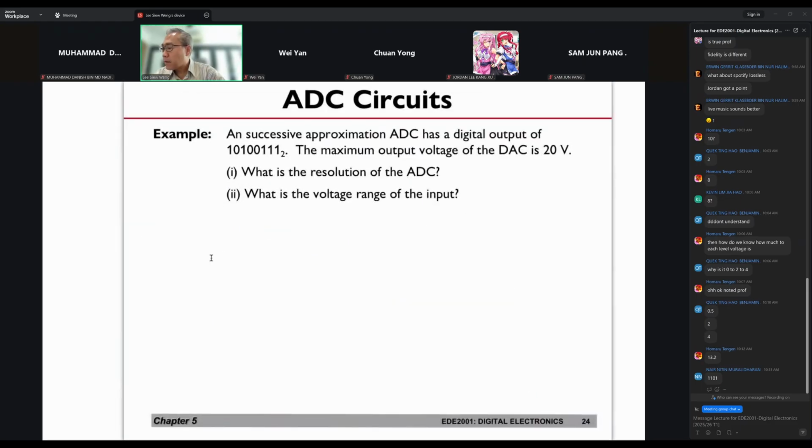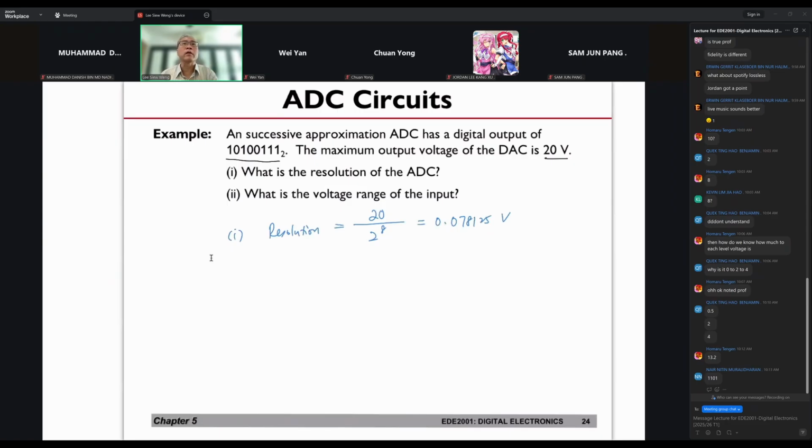Now, the SAR DAC has a digital output of this, and the maximum output voltage is 20 volts. We count the number of bits first, so it's 8 bits in total. What is the resolution? Very simple. It is the maximum voltage, 20 volts, divided by 2 to the power 8. So you get 0.078125 volts.